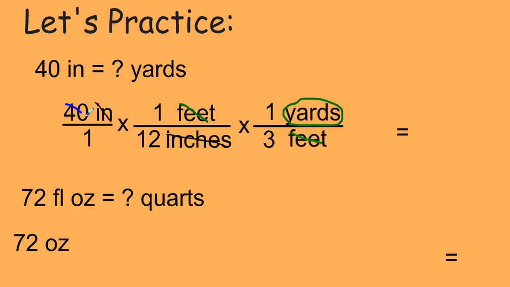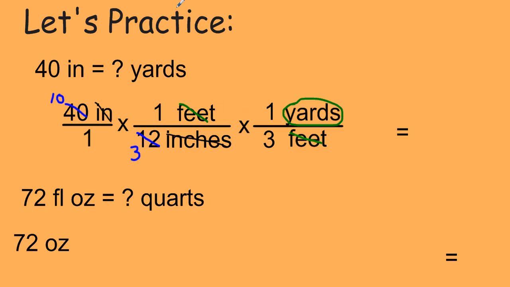We could factor a 2 out of the numerator and a 2 out of the denominator. Or if you recognize that 4 was the greatest common factor between 40 and 12, we could factor a 4 out of the numerator and a 4 out of the denominator.